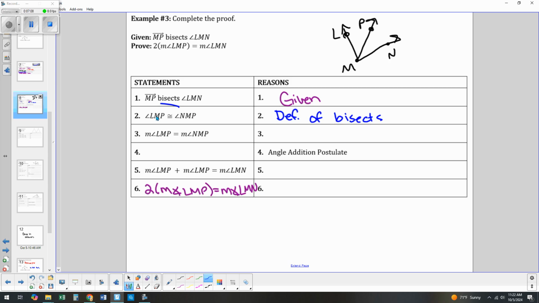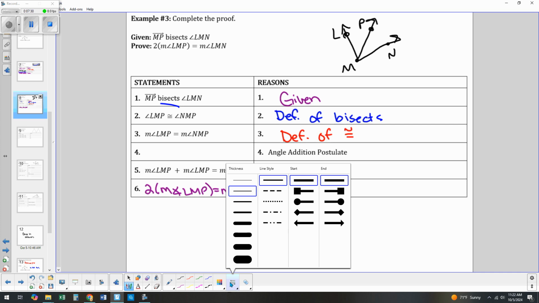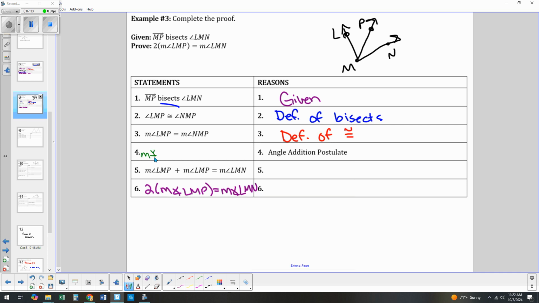And now I have the same letters in step 3 and 2, but instead of using congruence, I'm using equals. So that's the definition of congruence. And now we want to use the angle addition postulate. The angle addition postulate we know is made up of the 2 smaller angles equals the whole thing. I'm going to make my writing a little smaller just so we can hopefully fit it all. So the measure of angle LMP was one of them, plus the measure of angle NMP was equal to the whole thing, the measure of angle LMN.